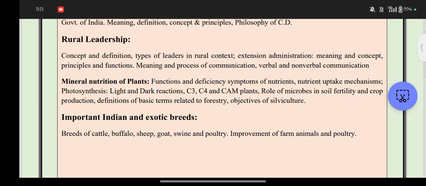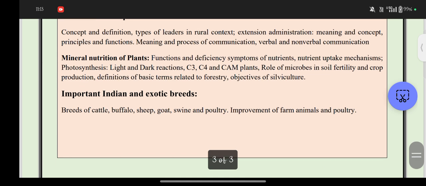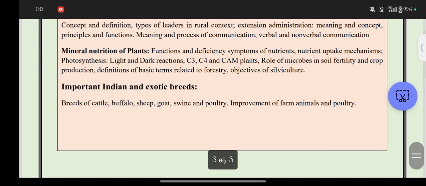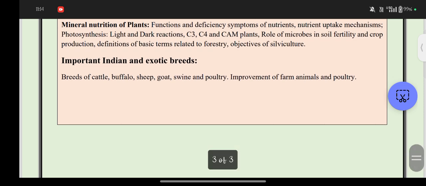Then mineral nutrition of plants, function and deficiency symptoms of nutrients, nutrient uptake mechanism, photosynthesis, light and dark reactions, C3, C4 and CAM plants, role of microbes in soil fertility and crop production, and also definition of basic terms related to forestry, objectives in silviculture. These are the things you have to study in mineral nutrition of plants.